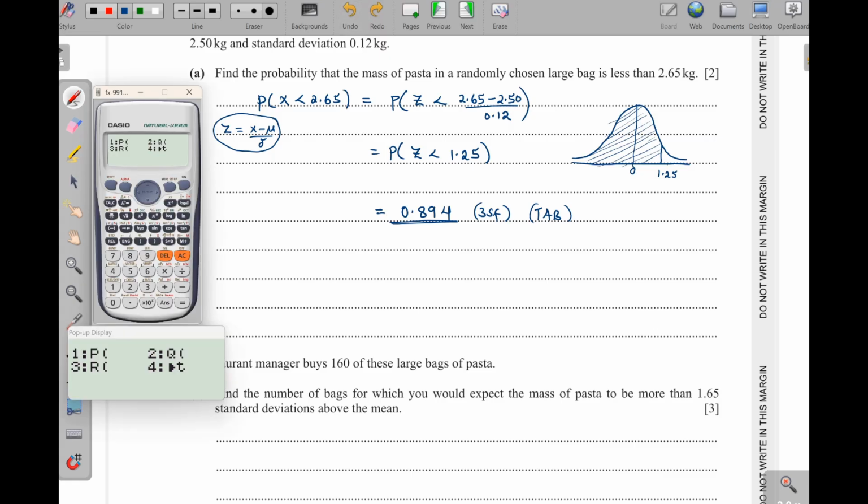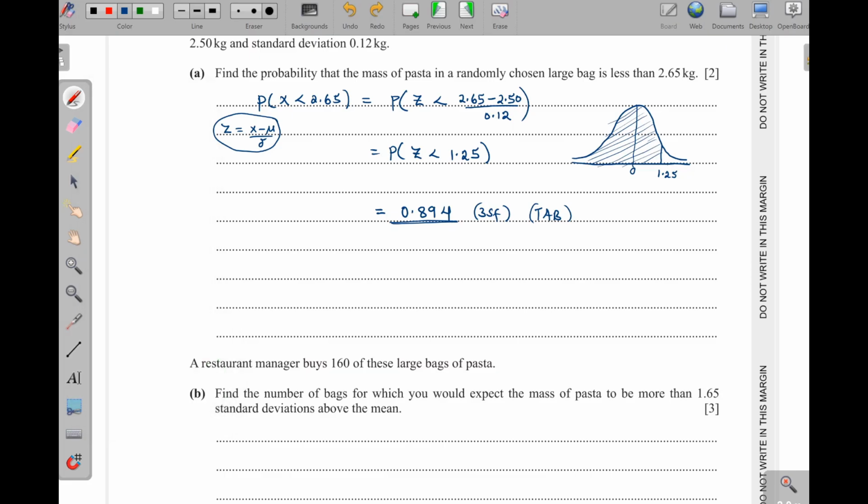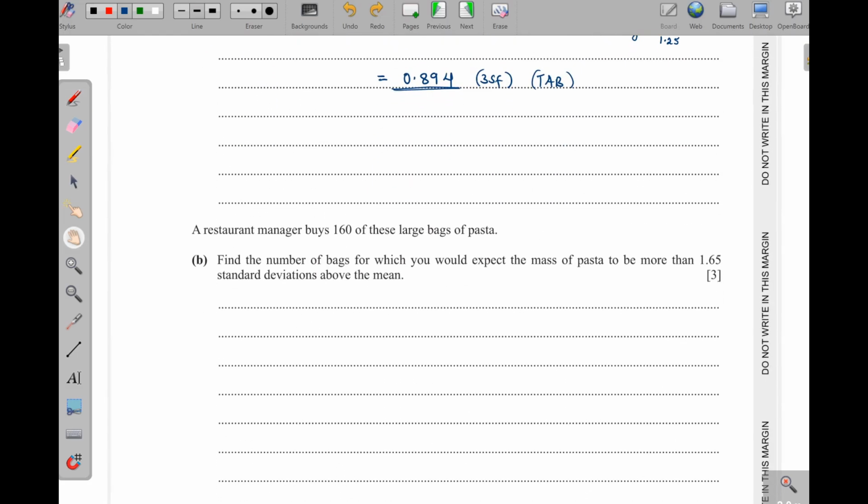So this is less than, then we shall pick P, which is option 1. You just put that 1.25 and you get the answer. But the calculator gives 5 decimal places: 0.89435. You see that? So to 3 significant figures, do you see that we still have the same answer, 0.894? Cool.